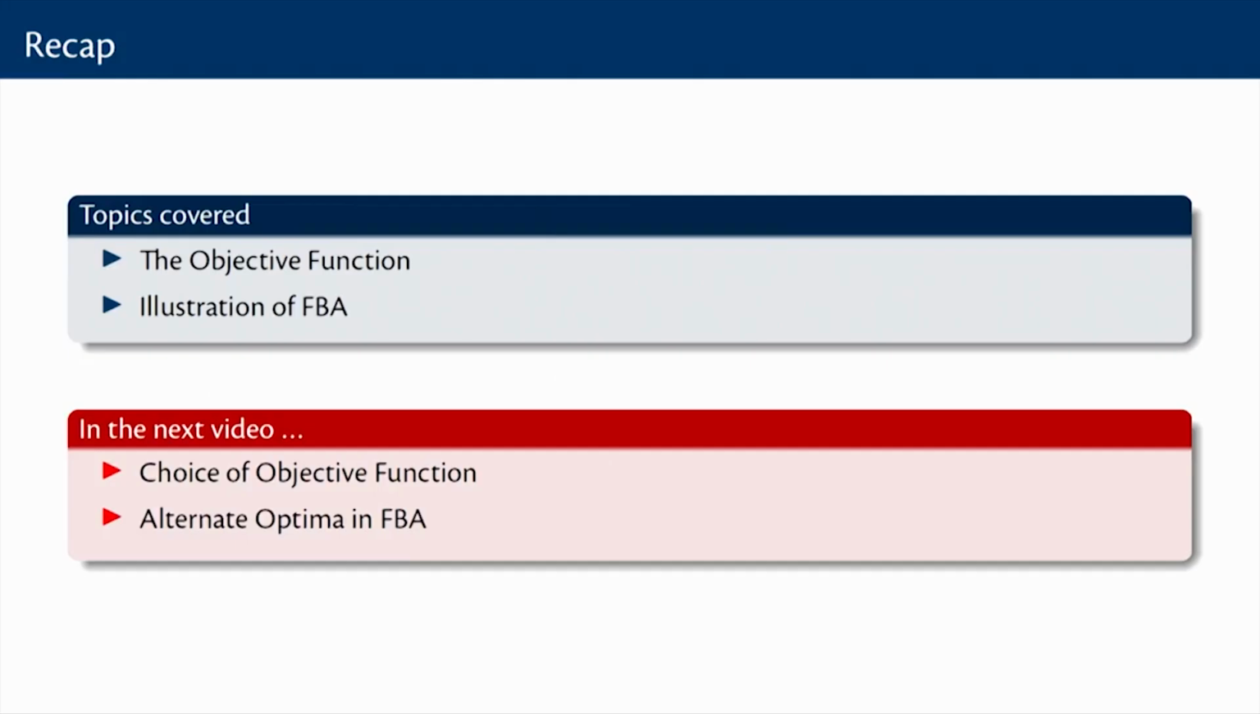So, I hope in this video you got a nice outline of FBA. We first looked at the objective function for flux balance analysis, and then we also saw a simple toy illustration of flux balance analysis. In the next video, we will delve deeper and look at some very practical aspects, namely what is the choice of objective function, how do you pick the objective function. We did have a bit of a discussion today, and more importantly we will discuss the fact that there are alternate optima in flux balance analysis and what implications it has for modeling.